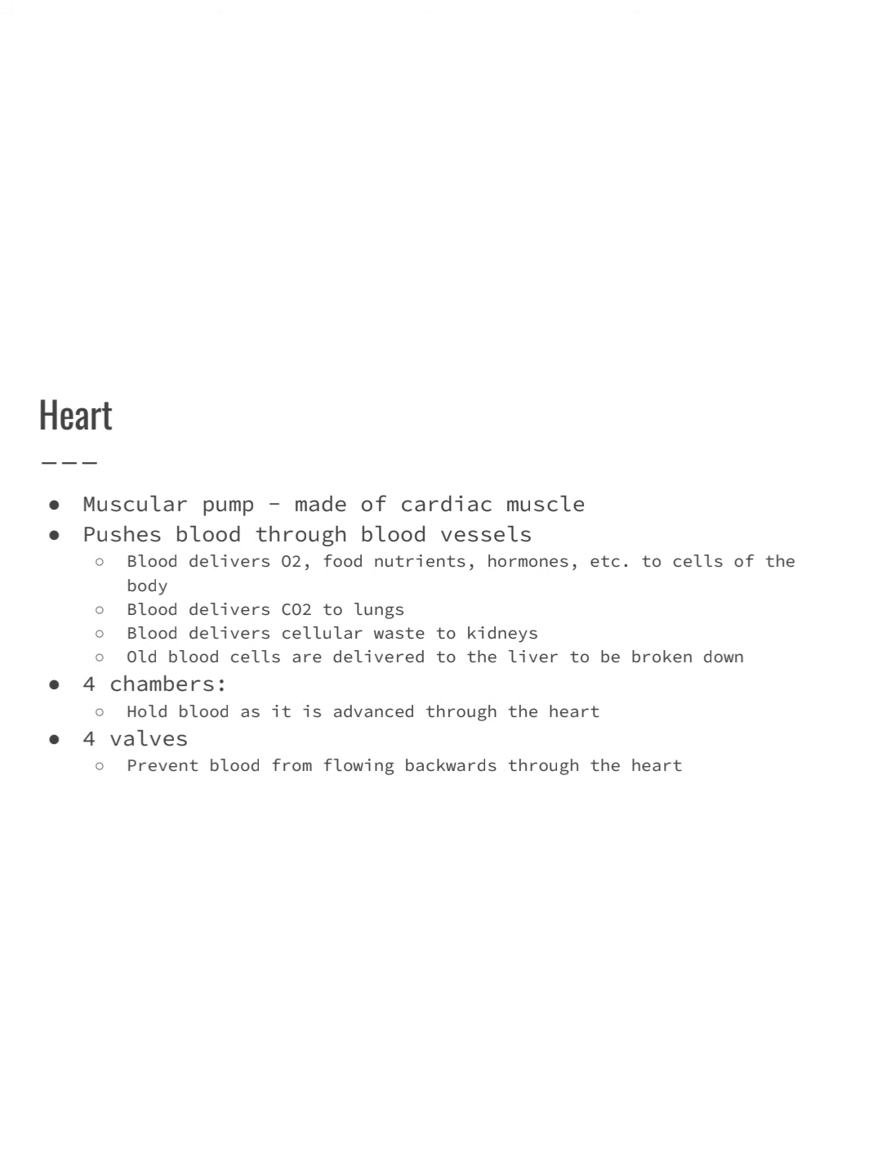The heart has 4 chambers in it, and we're going to go through those 4 chambers in a second. This is where blood is held as it advances through the heart. So each of these chambers is going to have a specific role in the movement of blood. And then we have 4 valves. These valves prevent blood from flowing backwards through the heart, and they help to push the blood in the right direction.